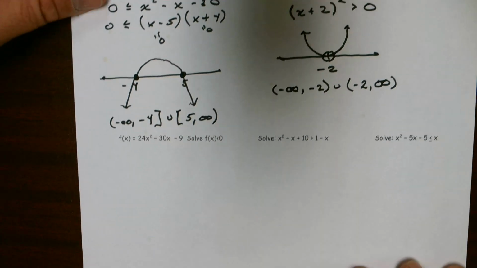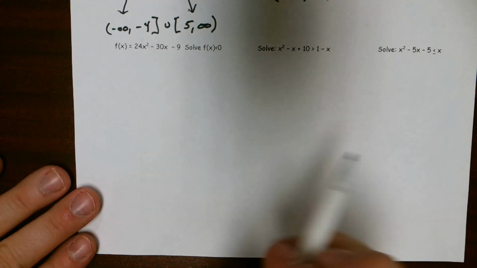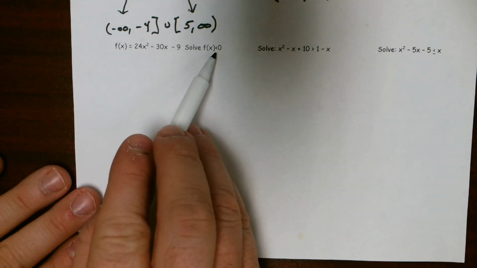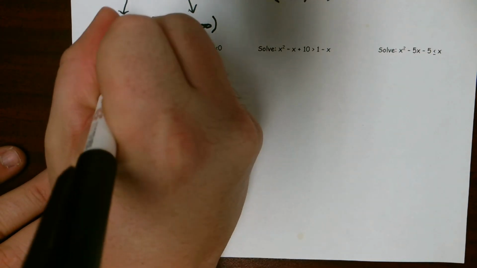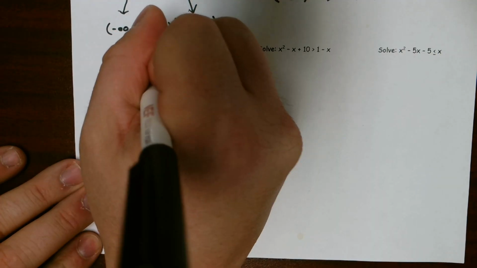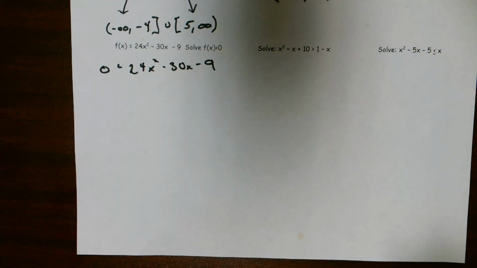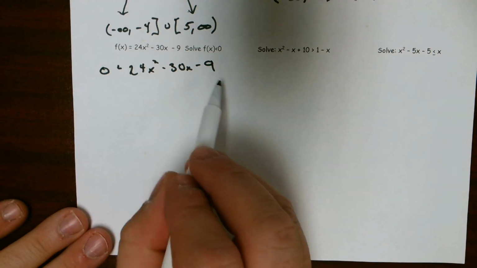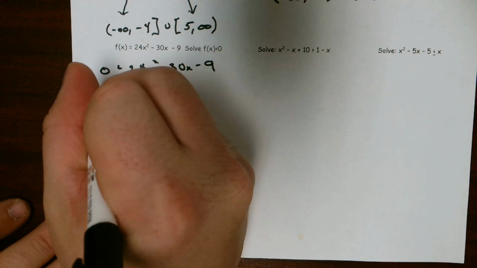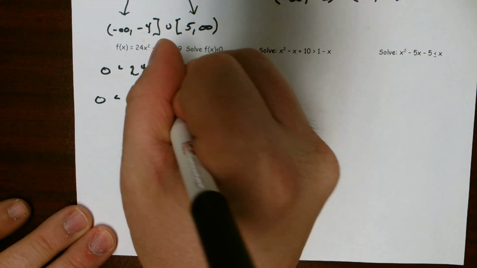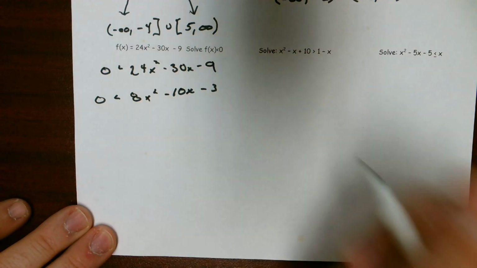Okay, let's keep on moving here. For the next one, we want to know where this polynomial, this quadratic, is less than 0. So let's write it out: 24x squared minus 30x minus 9. The first thing I'm going to do is divide everything by 3. Everything happens to be divisible by 3, and 0 divided by 3 is still 0. So this is going to become 8x squared minus 10x minus 3.